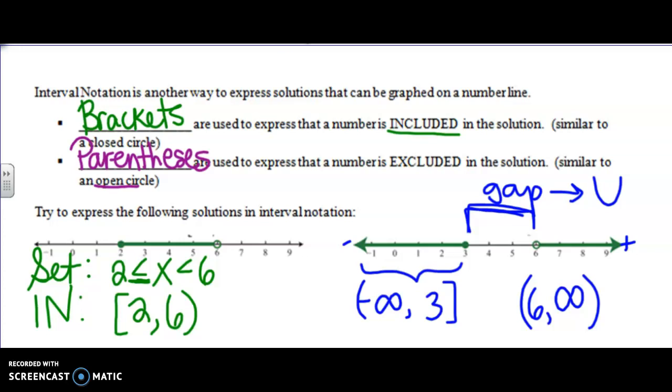So you think that you're almost done and you have the left side accounted for and you have the right side accounted for, but you have to show that both of these are answers that go together. So you put this little U in between them. So that represents your answers. And remember, you would be reading it left side to right side.